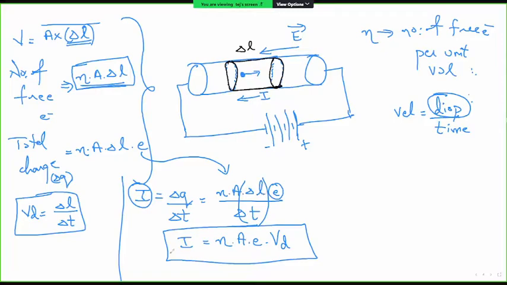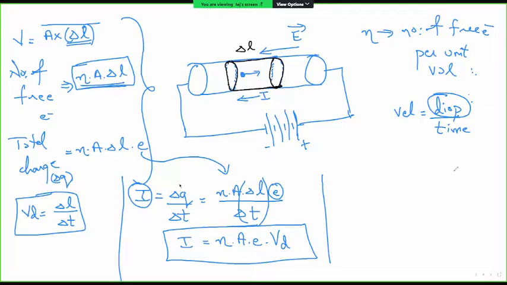Okay, so the current which is passing or drifting through the conductor at that point of time is given by the formula NEAVD, where N is the number of free electrons per unit volume, A is the area of the metal conductor, E is the charge on each electron, and Vd is the drift velocity. Fine. So we found all these things. We found the value of I. We'll go one step ahead.